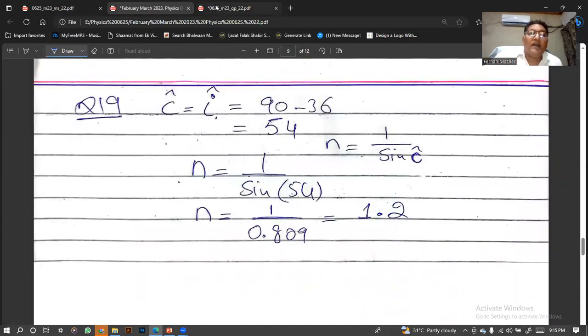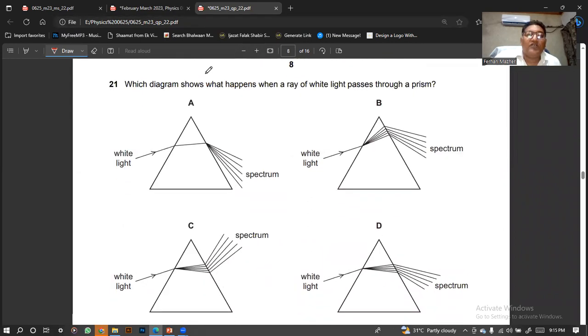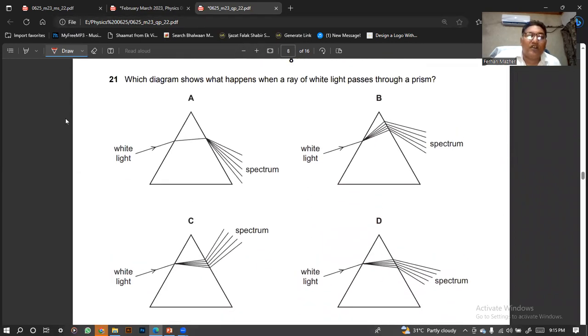Okay, so we are going to the next question, and the next question coming up on your screen is question number 21. Which diagram shows what happens when a ray of light passes through a prism? When the white light enters into the prism, the light will split into its colors. And when the light emerges from the other face, it will form a spectrum.